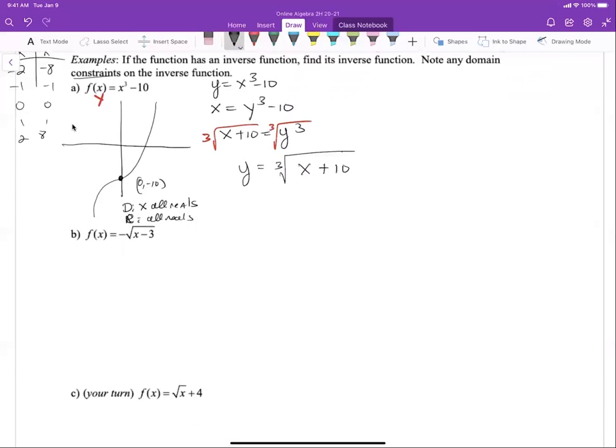What did we just find? We just found an equation for y, but that's not y. That is actually the inverse function of x that we have just developed analytically, the cube root of x plus 10.